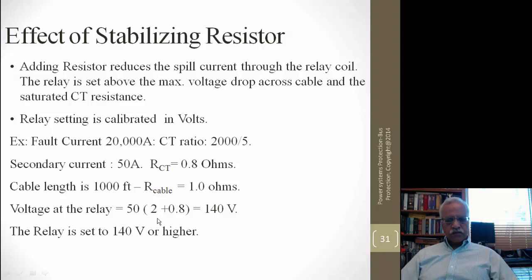So we get 2 ohms plus 0.8 ohms of CT resistance, and then the voltage that is developed for a fault outside this particular location of the CT is 140 volts. The relay is set to 140 volts. We generally do not set it at the same value. We set it with a margin, it could be as high as 2 times this value. And as you know, for an internal fault, it always develops a voltage which is much higher than that, because the CT is trying to push current through this high impedance.